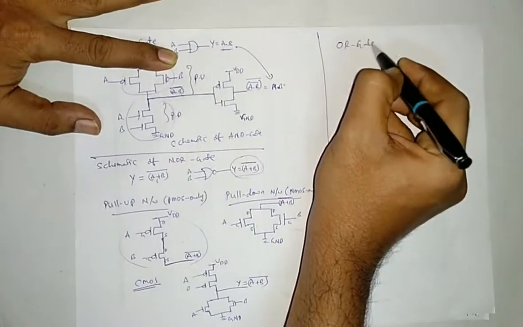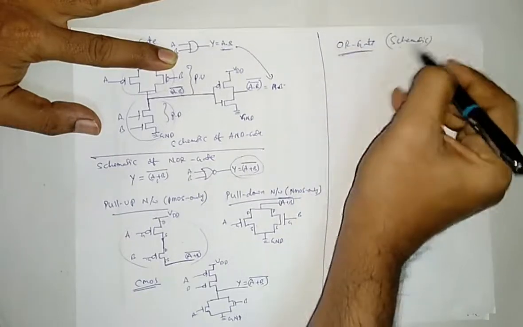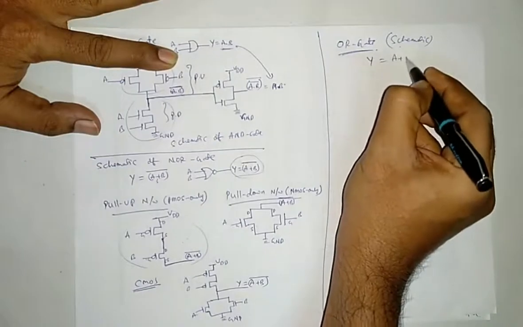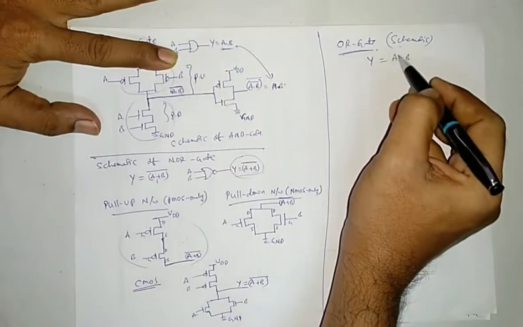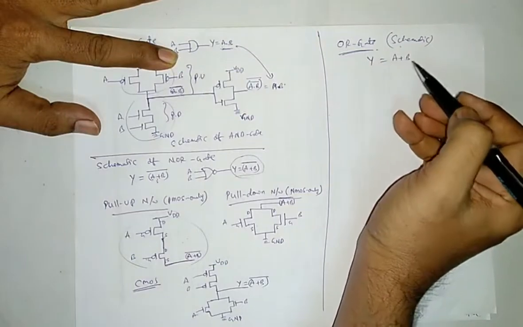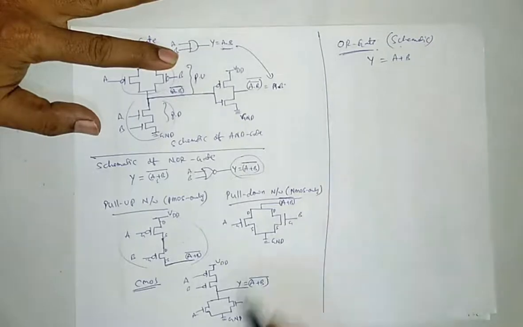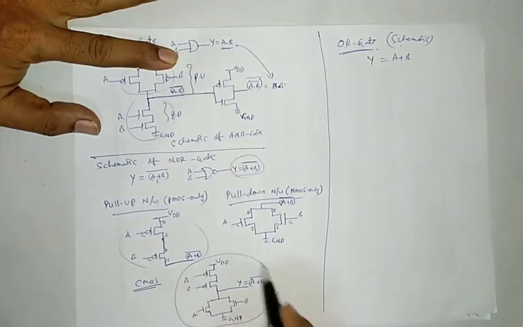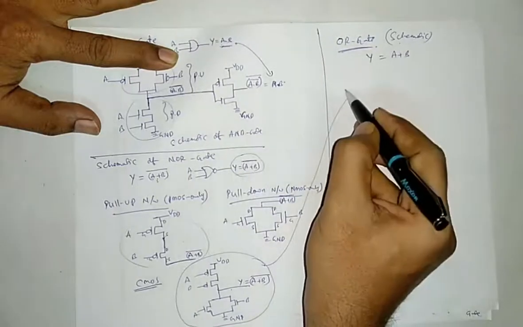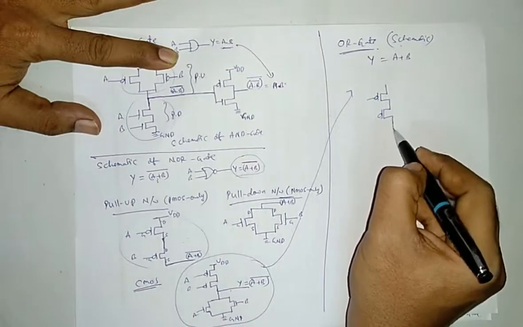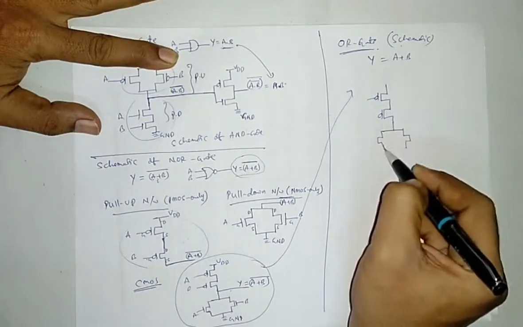OR gate. Draw the schematic diagram of the OR gate. OR gate is nothing but Y is equal to A or B. In this logic function there is no complement. That's why it is necessary to use a NOT gate or inverter at the output stage. So simply you have to draw this NOR gate, then this output is connected to an inverter. As it is, draw here. This is the pull-up network, and this is the pull-down network.